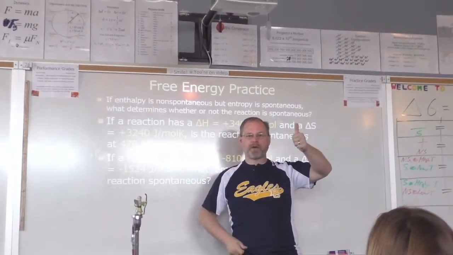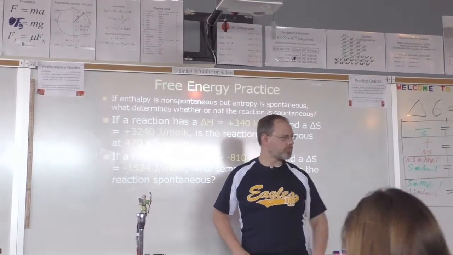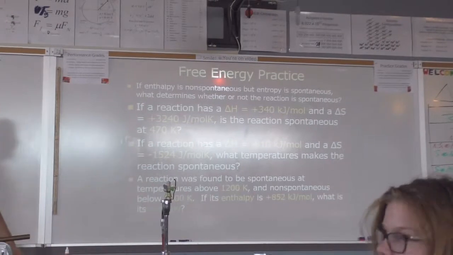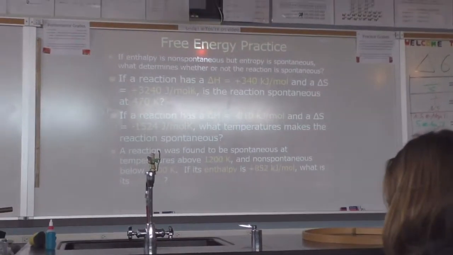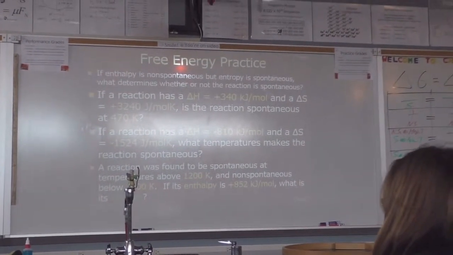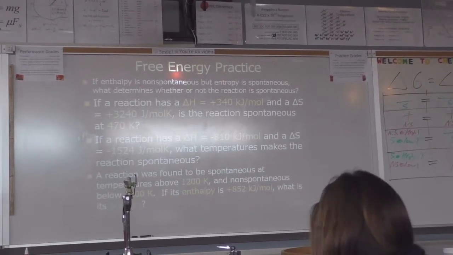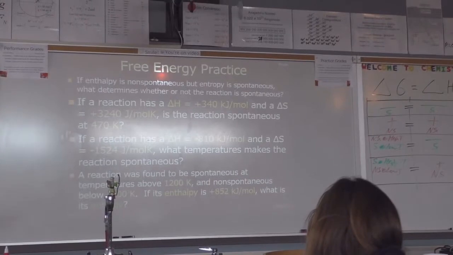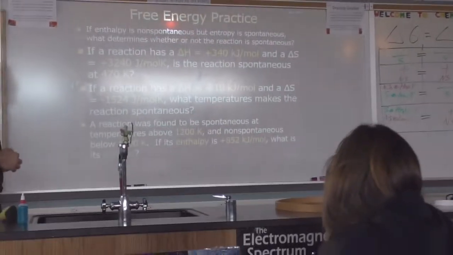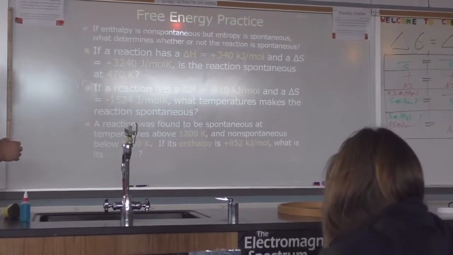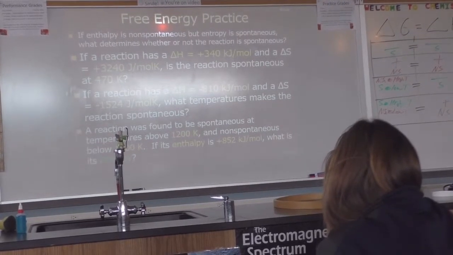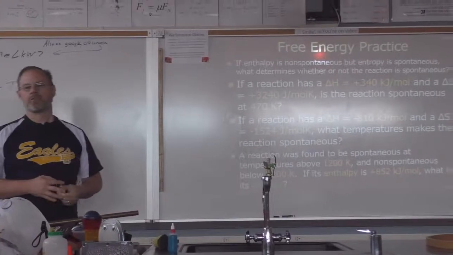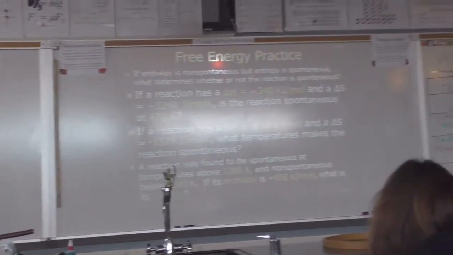Ready for one more exercise? Okay, this one's for you. I'm not even going to walk you through it. It's exactly the same, but a little bit easier. A reaction was found to be spontaneous at temperatures above 1200 Kelvin and non-spontaneous below 1200 Kelvin. Hint, hint. If the enthalpy is positive, a non-spontaneous 852, what is its entropy value? So work this one out while I get the camera.